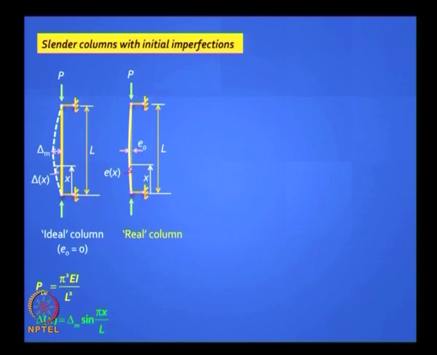And any material you are bound to get something. We do not know the profile of that initial imperfection. But if you really want a worst case scenario, you can imitate the same fundamental buckling load profile. So in this case you can assume a sinusoidal initial imperfection with a maximum value of e naught at mid height. So I can write the initial imperfection like this.